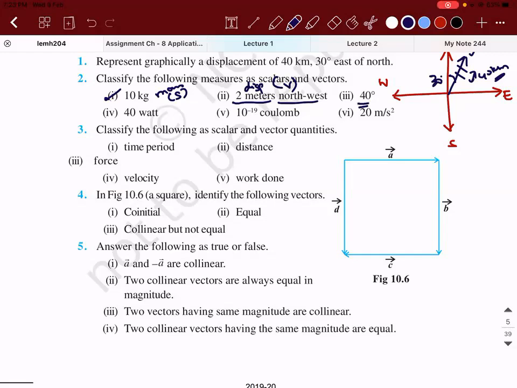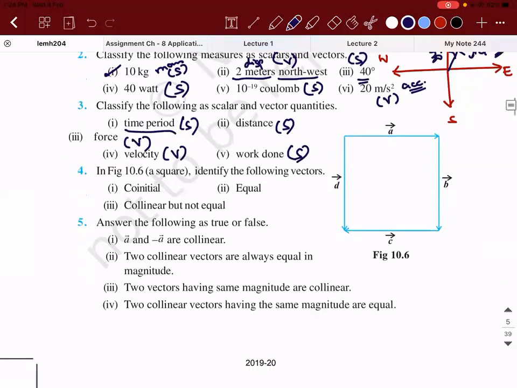40 degrees. Scalar. 40 watt. Watt is for power. Power is scalar. 10 power minus 19 coulomb. Coulomb is for charge. Charge is scalar. 20 meters per second square. It is acceleration. Acceleration is vector. Classify the following as scalar and vector quantity. Time period: scalar. Distance: scalar. Force: vector. Velocity: vector. Work done is scalar.